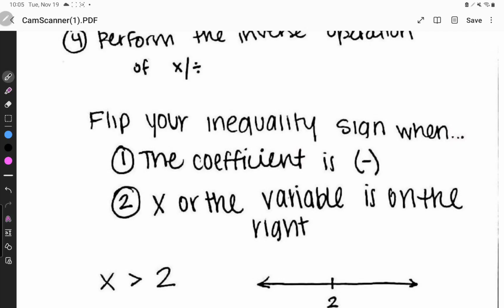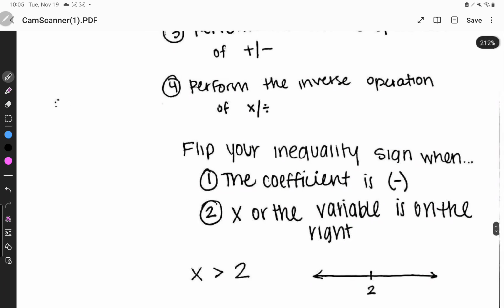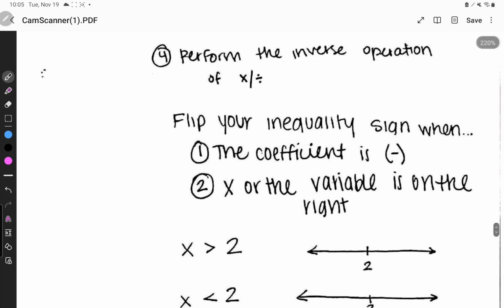So you flip your inequality sign if your coefficient is negative, which means if the number inside your shield is negative, or you can flip it if x or the variable is on the right side. And if you have both of those happening, then you would flip it twice.